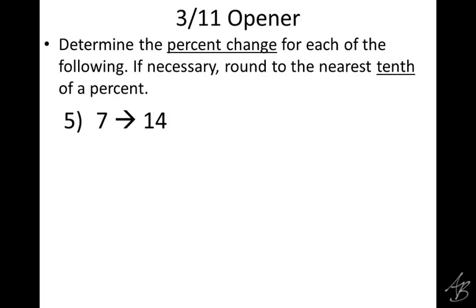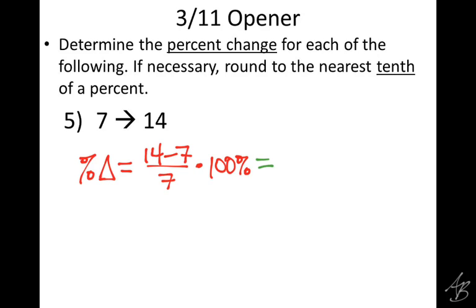Olivia, you look like you want to help. Percent change equals 14 minus 7, divided by 7, times 100. All right, and what do you get for that, Olivia? Yep. So this is a plus 100% change. So we saw this answer earlier, right? When we went from $10 to $20.